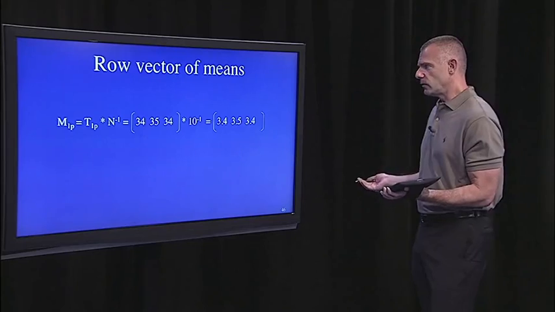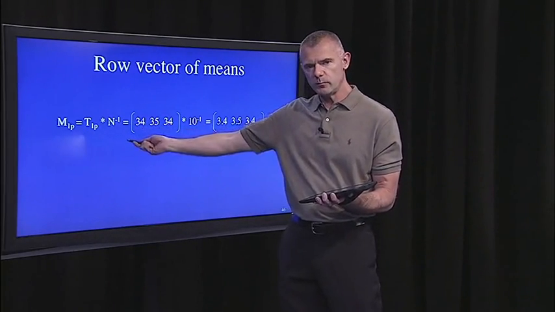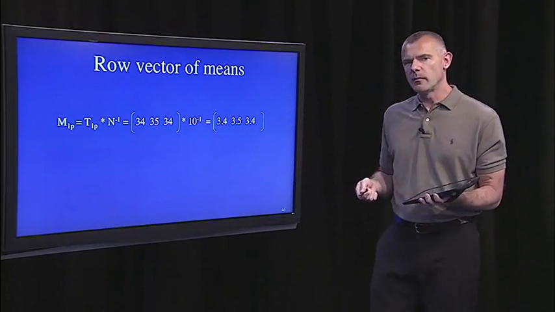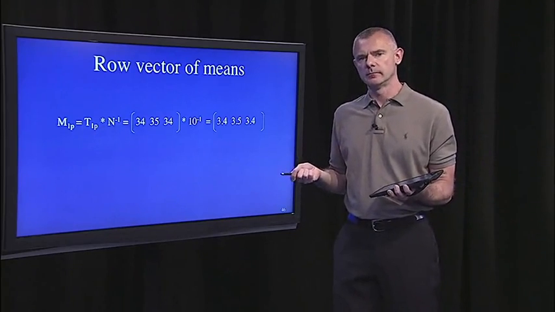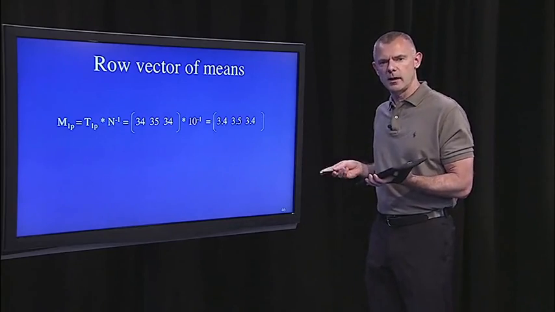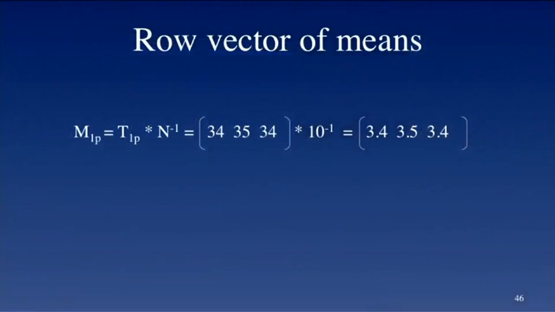We can then get a row vector of means just by taking that previous product, the row vector of sums, and multiplying by the inverse of n. The idea is you're just dividing by n, right? This is how we got the means. So now we have the means for each column, but represented in a row vector.